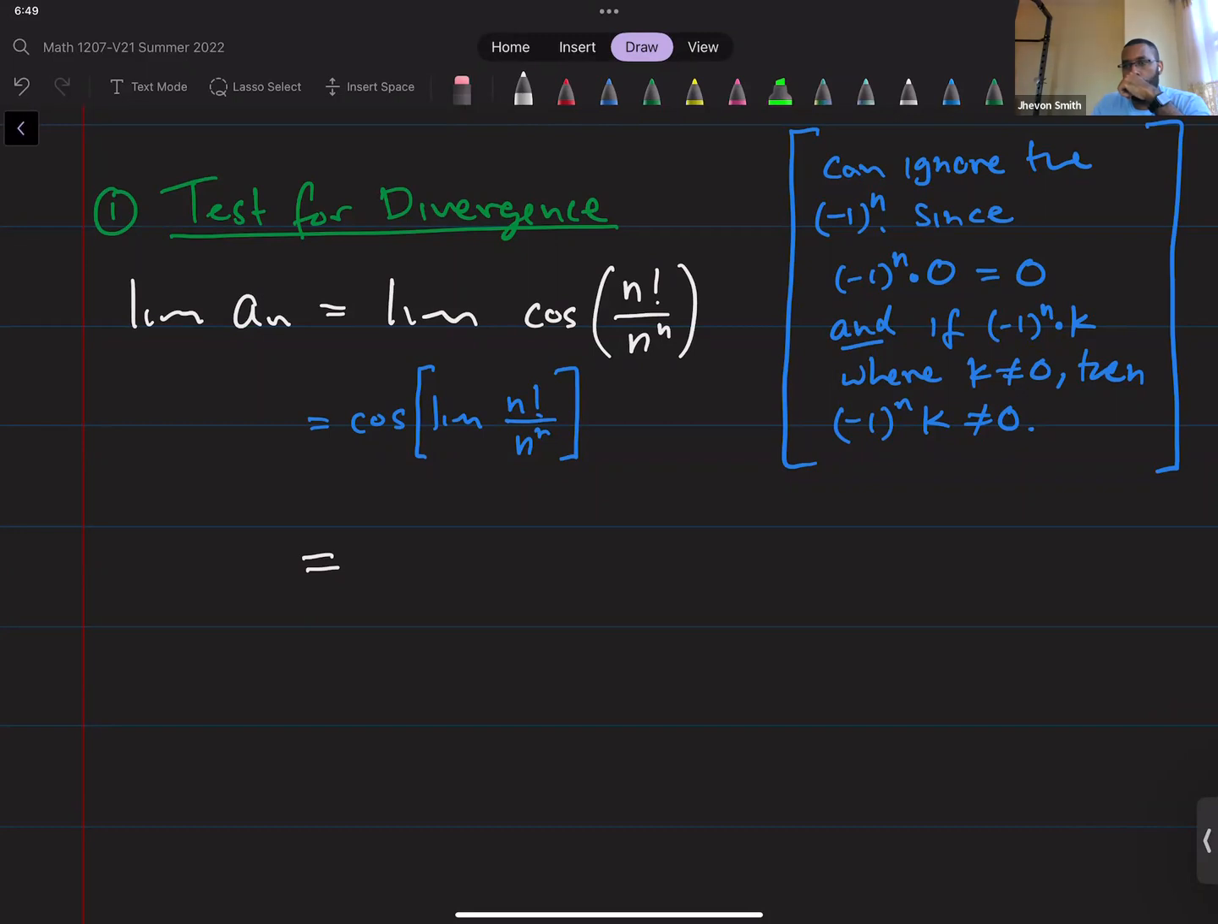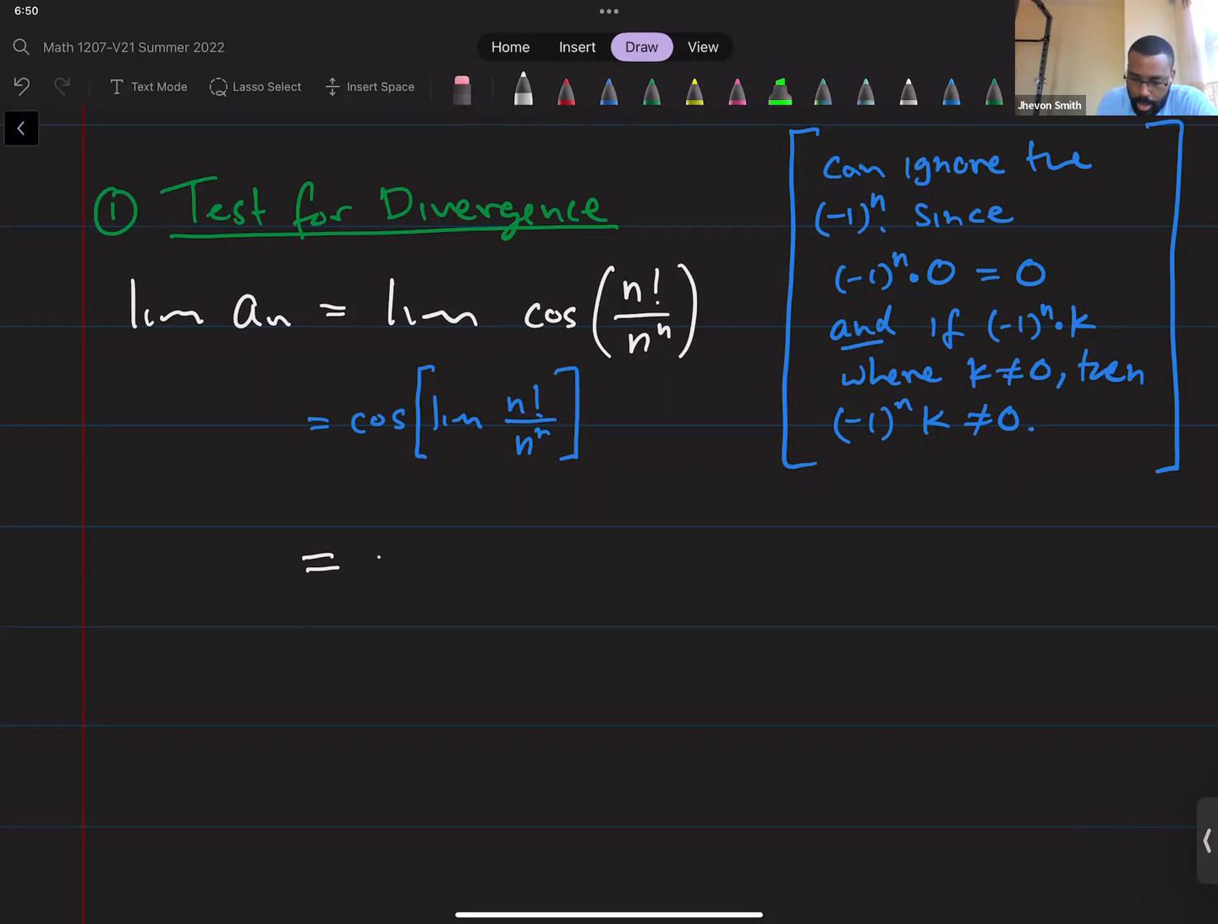Ideas? 0, because it's bottom heavy. So someone's texting me the answers.